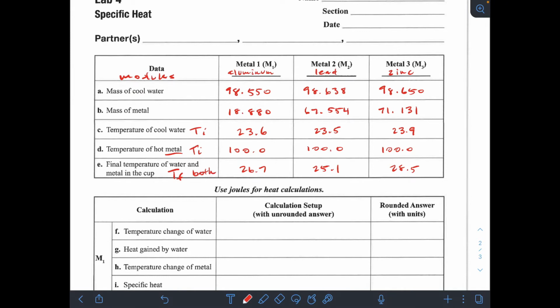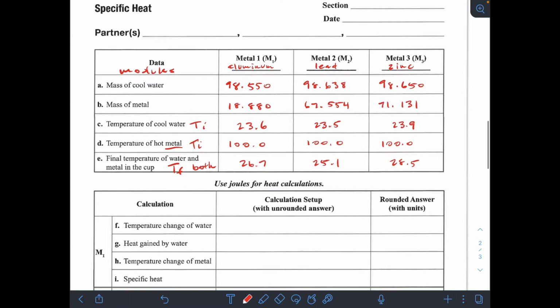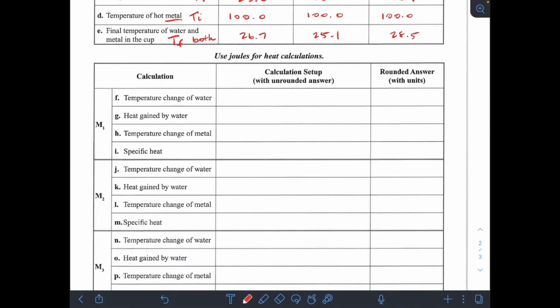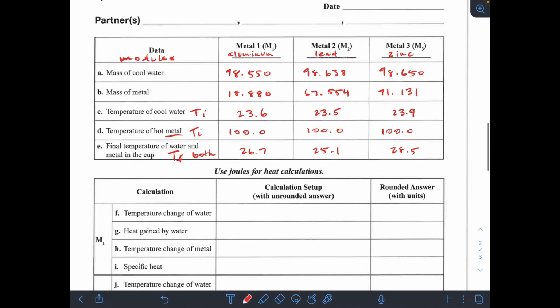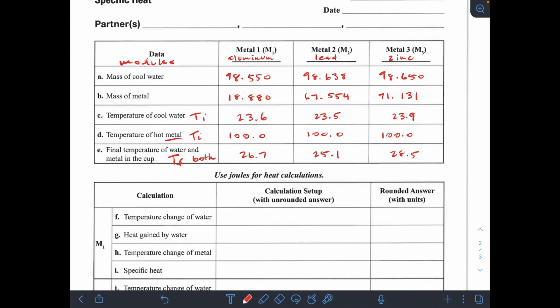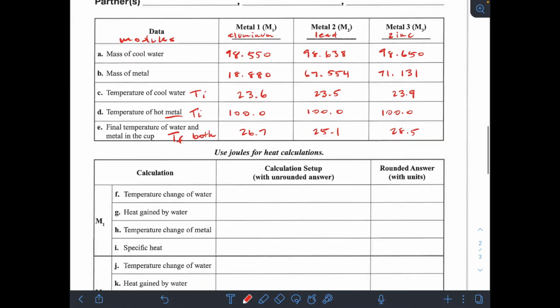So moving on to the actual calculation section. You've got 3 sets of calculations to do, one set for each metal: metal 1, metal 2, metal 3. The aluminum is metal 1, lead is metal 2, and zinc is metal 3.